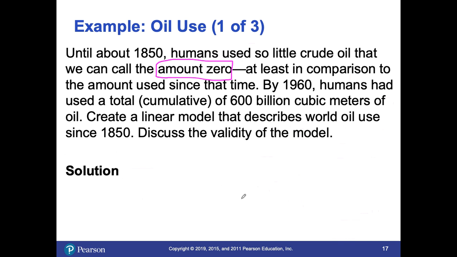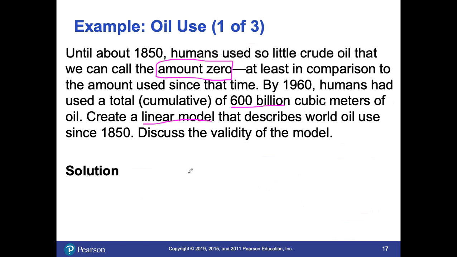Now by 1960, humans used a total of 60 billion cubic meters of oil, which is insane amounts of oil, and by now it's got to be even more than that. So let's create a linear model that describes the world oil use since 1850.